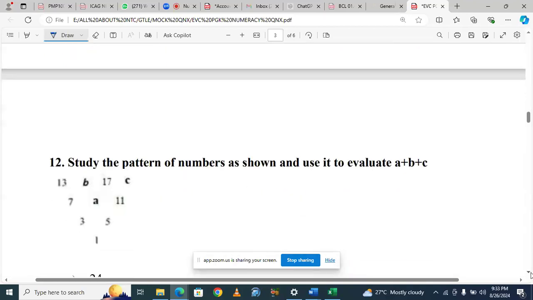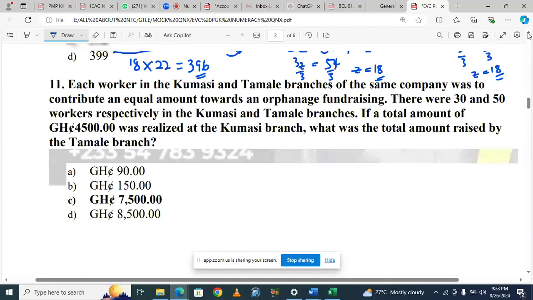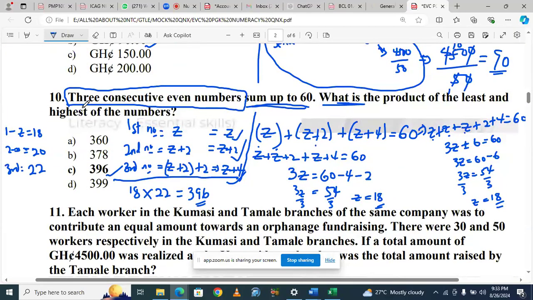Okay, so after getting the first 18, we were saying that we have 3 consecutive numbers. So if the first number is 18, what would the second number be? That will be z plus 2, and that will give you 20. The third number is z plus 4. That will give you 22. Now the question said, what is the product of the least number and the highest number? Meaning that the examiner wants to multiply 18 by 22, and that will give you 396.